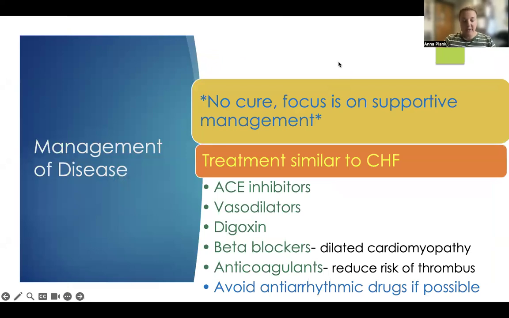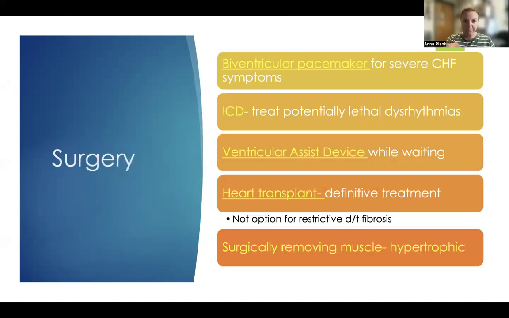So how do we manage this? We focus on supportive management, where there is no way to cure it. Very similar to CHF, you're going to see very similar medications, right? Our ACE inhibitors, vasodilators, our digoxin, our positive inotropes, beta blockers, anticoagulants, because it's not pumping like it should. We're at risk for thrombus. We don't want to give antiarrhythmic drugs unless we absolutely have to, because we do have more irritability in the heart, and that can actually lead to other problems.